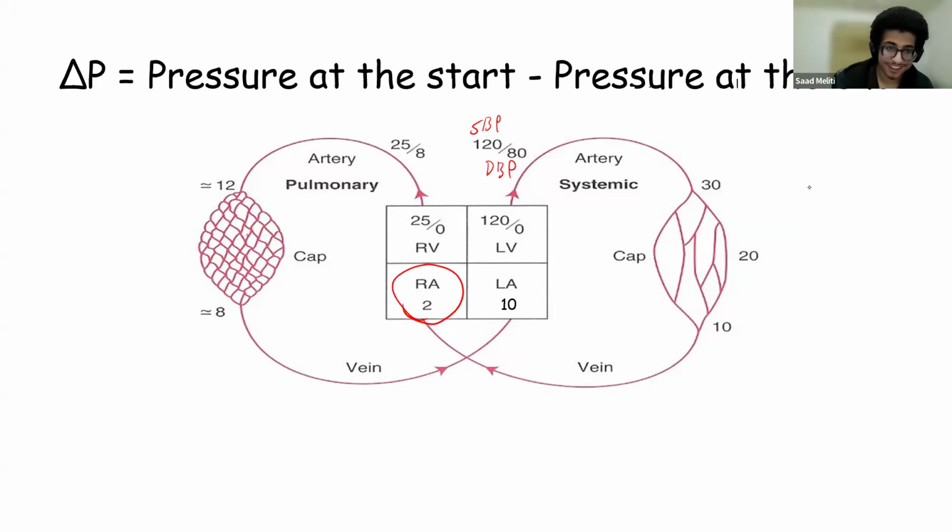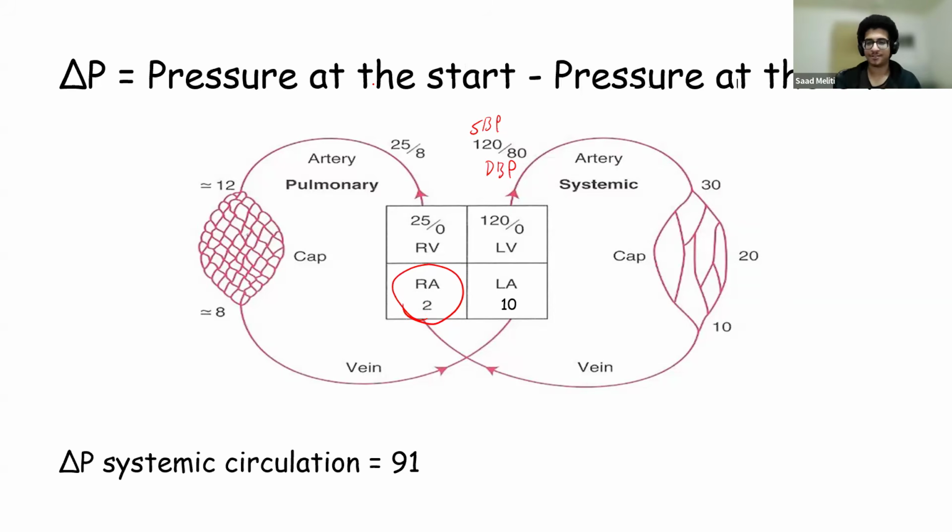Okay, perfect. Oh wait, okay, you're close. Here's the thing: the mean arterial pressure is 93, but then you have to subtract the right atrial pressure. That's how you get a pressure gradient of 91 actually. So I'll just quickly go over it, Yani. You're on the right track.